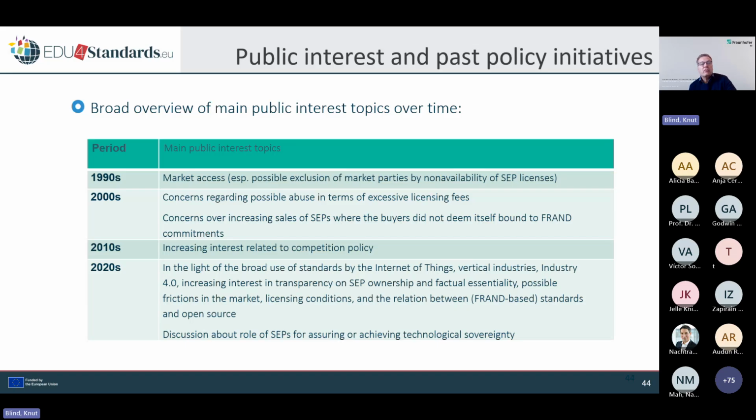Especially the FRAND commitment was then ignored, and then competition policy came into play in the 2010s. In the 2020s, IoT, Internet of Things, and vertical industries were more and more impacted by the SEPs, and also then the link to open source, which we will discuss. That means here also SEPs and technological sovereignty is a very new topic.